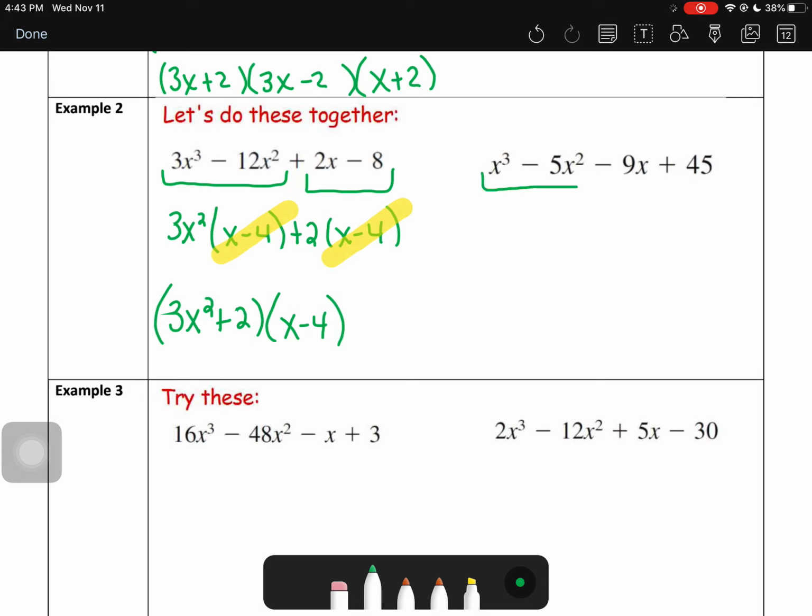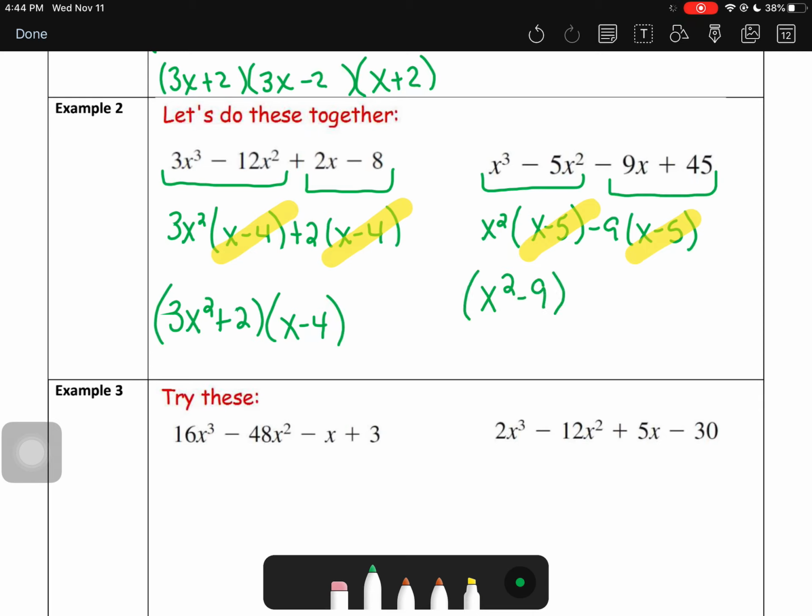All right, let's try the next 2. Find the greatest common factor and find the greatest common factor. These two are the same, so we will combine the x squared minus 9 and the x minus 5. And then we can continue to factor because that is the difference of squares. And now we've factored it completely.